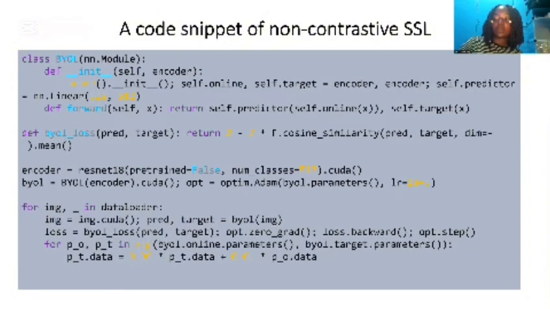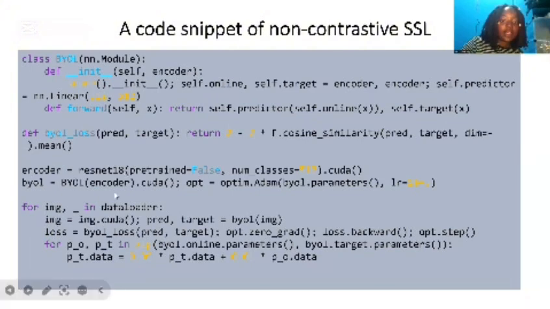Then moving to the next part, this one initializes the model and the optimizer. As we can see, we have encoder equals ResNet. The encoder is used as the feature extractor. Then the BYOL model wraps around the encoder to apply online and target processing. Then there's also an Adam optimizer which updates the online network weights.